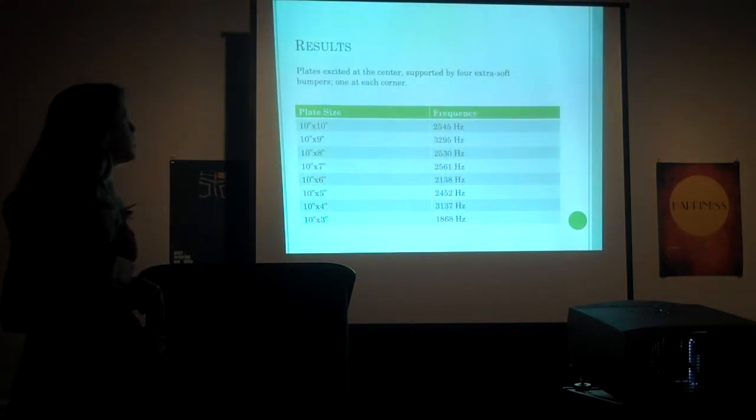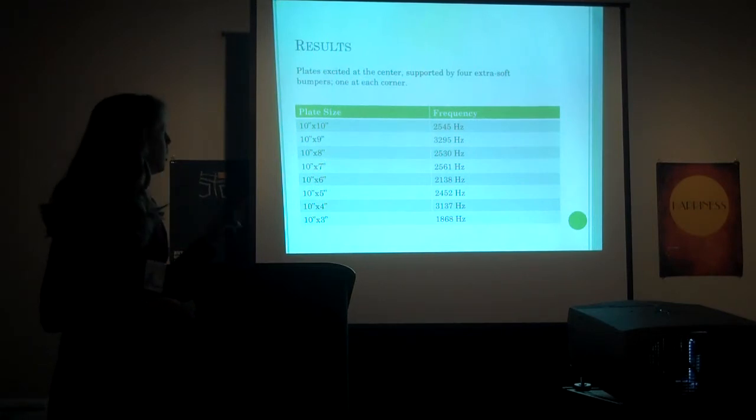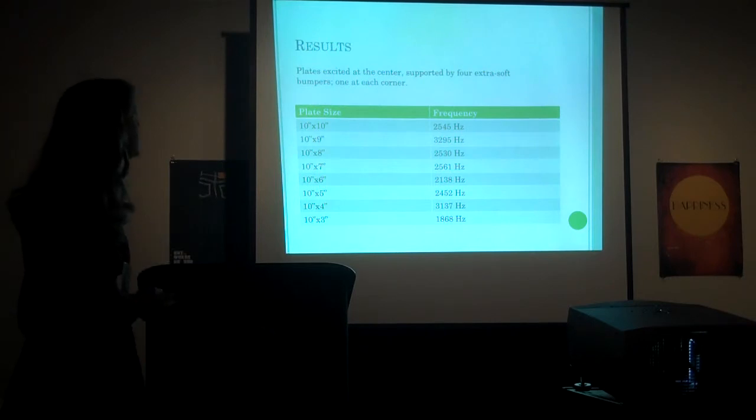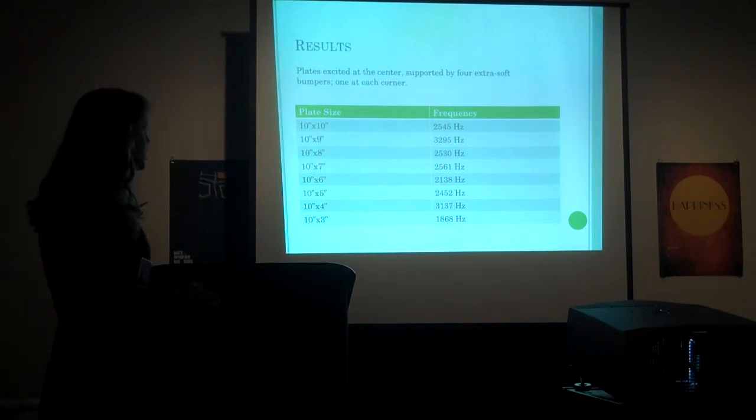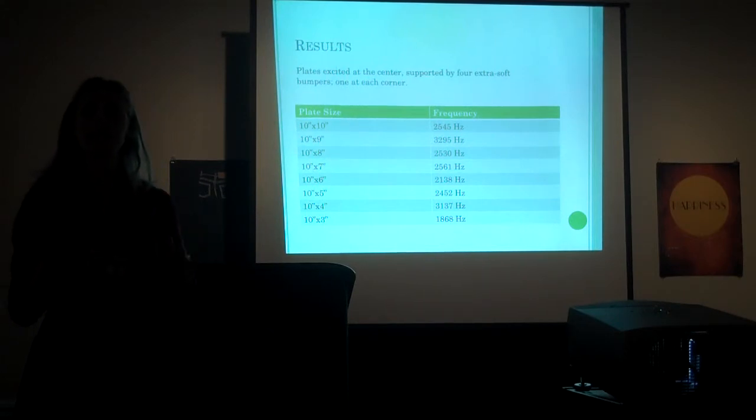Here are some results. I excited all of these plates at the center, and they were supported by 4 rubber bumpers that were at each of the corners. I thought that as you decrease the size of the plate, you would need a higher and higher frequency to get this plate vibrating and form these patterns. This frequency here in this column is the lowest frequency at which I was able to find a nice, clear, defined pattern. I started out at 1,000 hertz because of all of my experience in teaching the lab and working with these Chladni patterns.